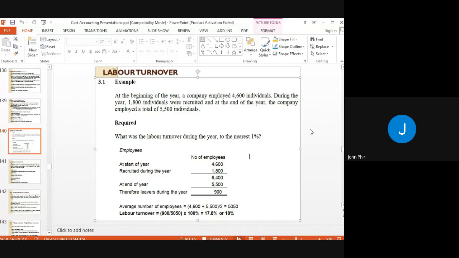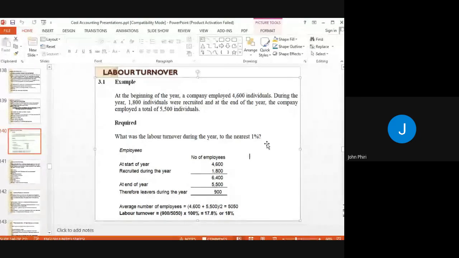Now we need to find the average number of employees, first of all, at the beginning and at the end. So what you do is you get the beginning number, 4,600, plus 5,500, which is the ending number. Divide that by two. It gives you 5,050.